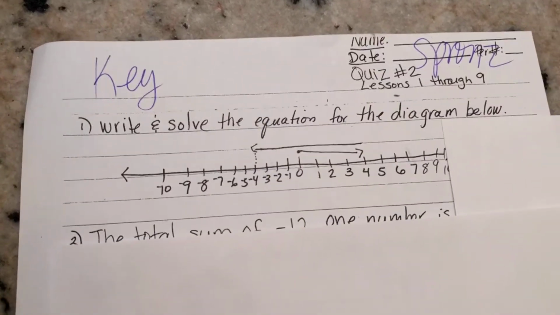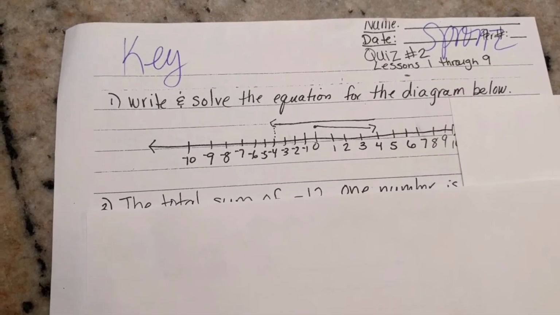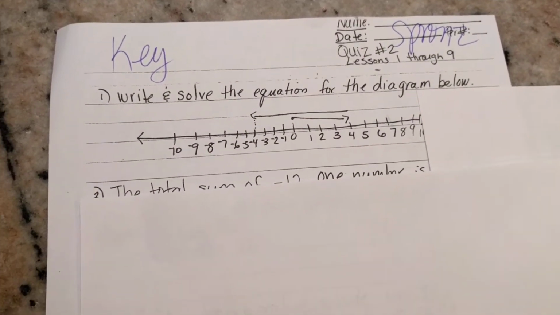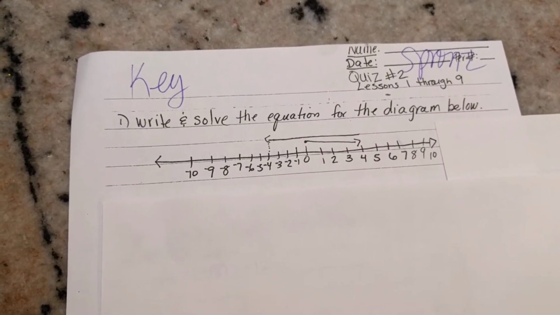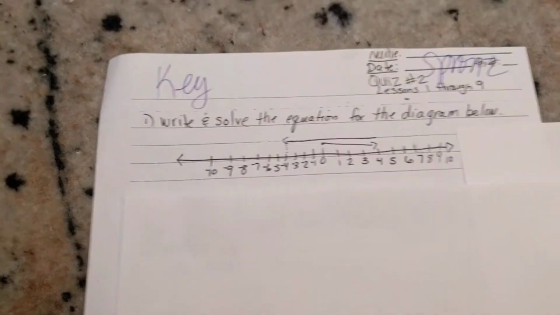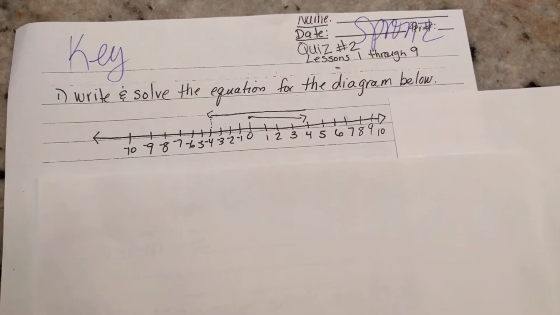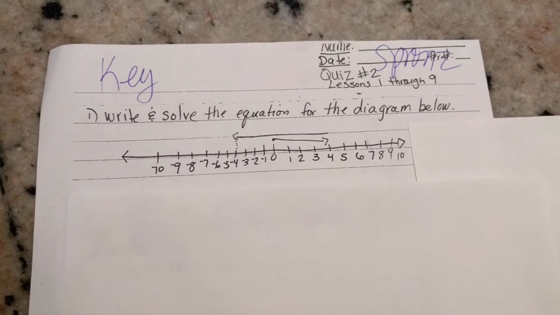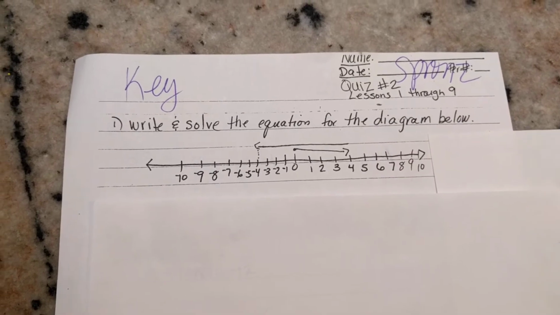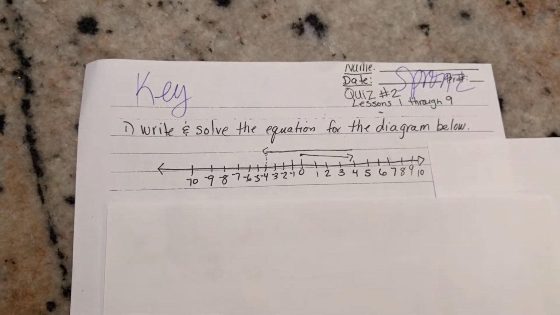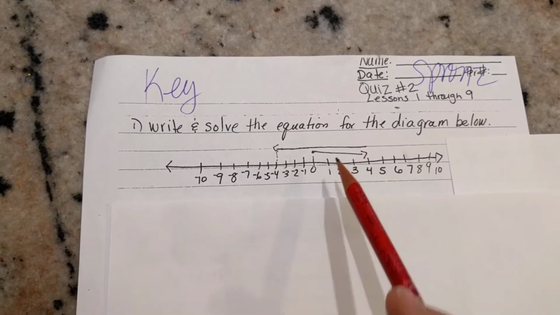All right, guys, welcome to quiz number 2, lessons 1 through 9 review. The reason for this review is to go over all the errors that were present in your quiz, because the errors that I saw were so common that you guys are going to review this video on your own and attempt to retake a quiz as soon as you finish this one. Okay, so for number 1, it says to write and solve an equation for this diagram.